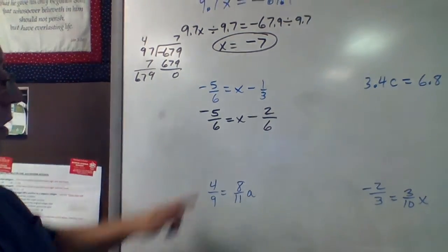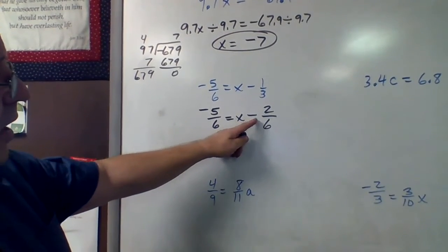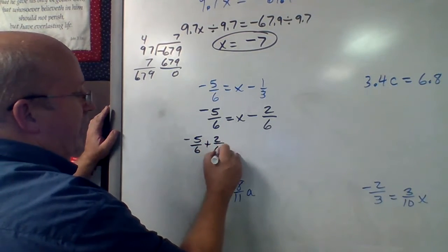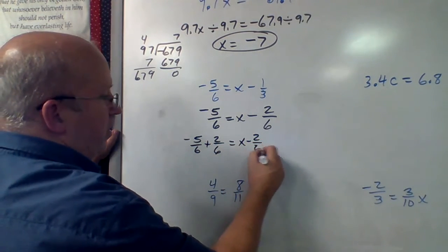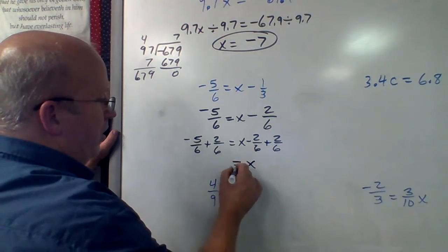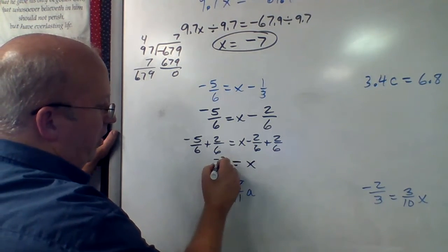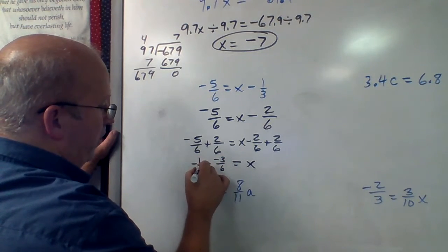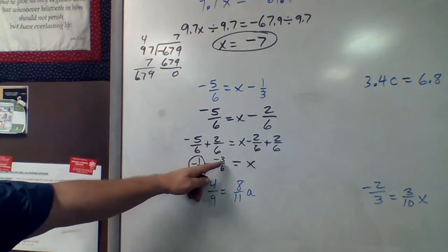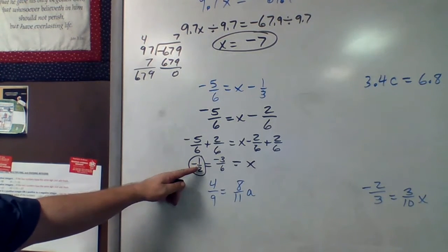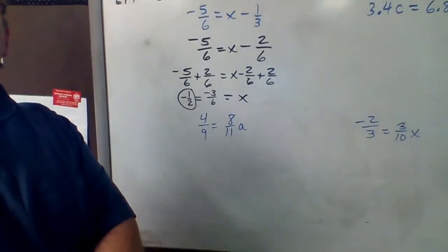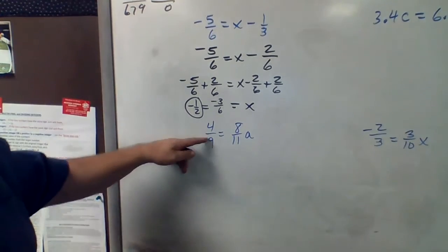Next issue. How are we going to get x by itself? What's the opposite of subtracting 2/6? Isn't the opposite adding 2/6? Yes, it is. So I'm going to add 2/6 to both sides. I get an x value equaling whatever this is. This is negative 3 over 6 or negative 1 over 2. And that's our answer, isn't it? Negative 3 over 6 is the same thing as negative 1/2. If you need to pause, go ahead. If not, here's my last problem.